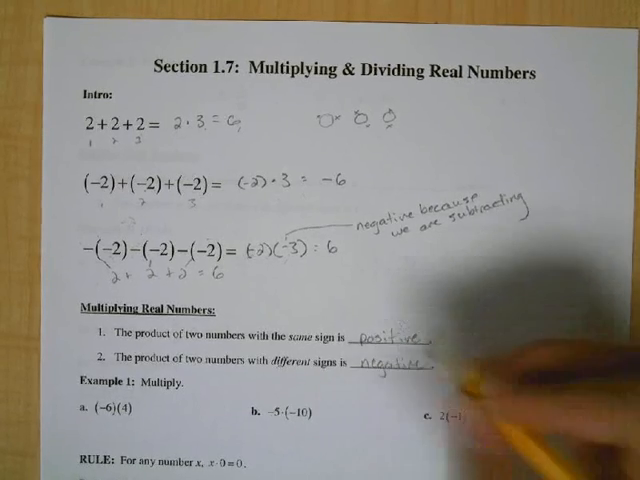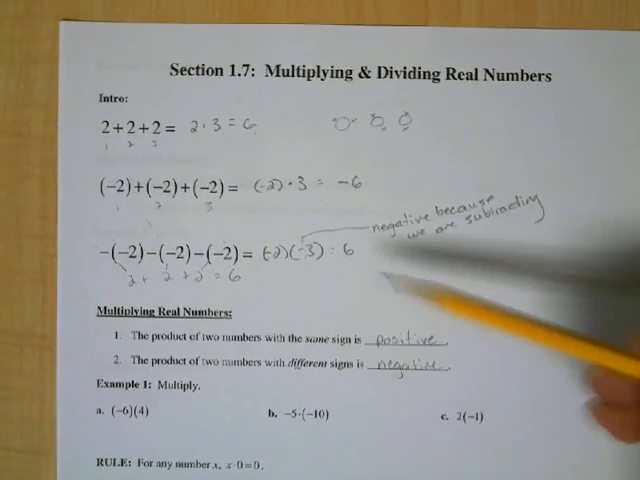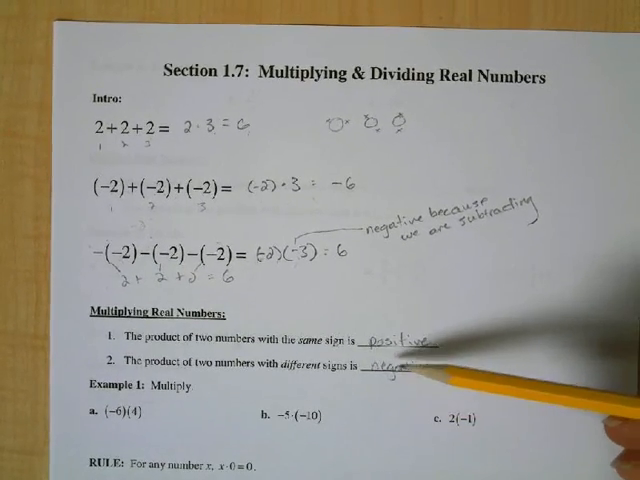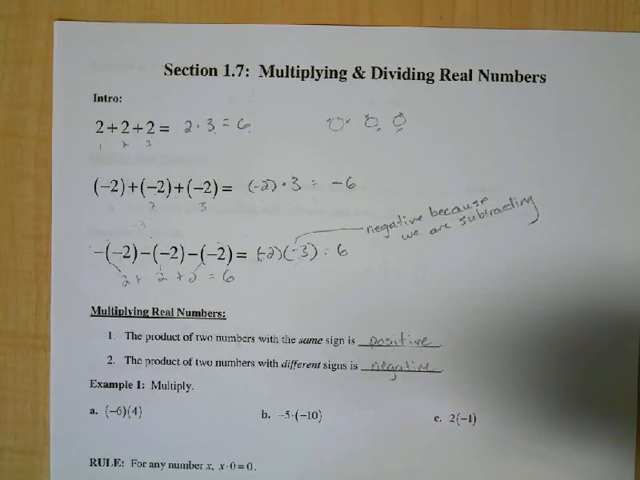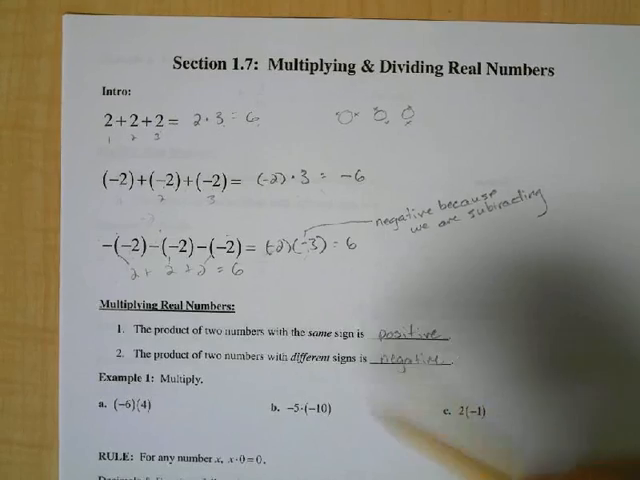Okay, it doesn't matter if it's the first number, the last number, or the 50th number, if we've got 50 numbers. If one of them is negative, if they're different signs, it's going to be negative. Every other negative is going to make positive. That's kind of how that works. We'll talk deeper into that later on.